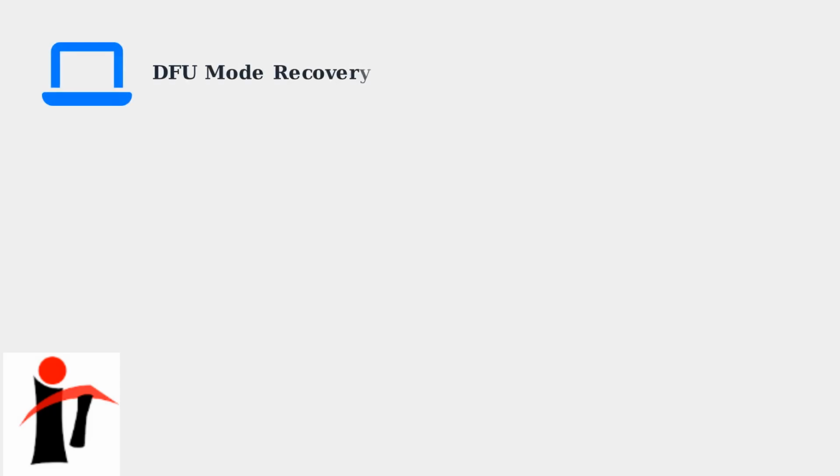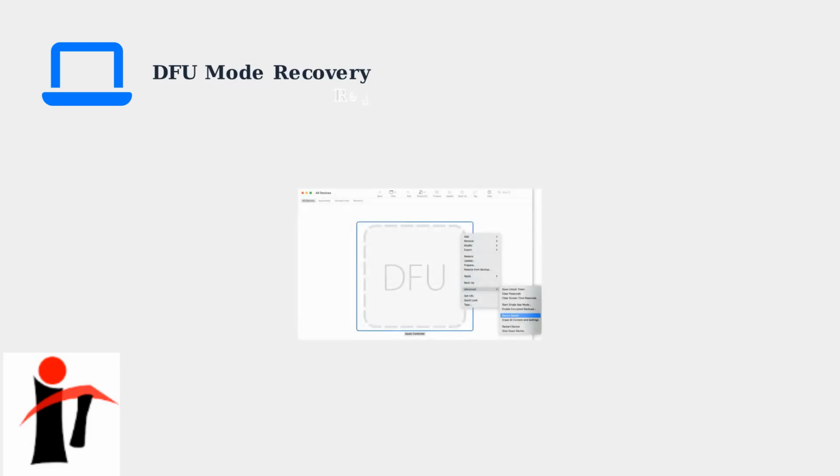For the most severe software issues, you may need to use DFU mode recovery. This requires connecting your Apple TV to a computer with Apple Configurator 2 installed. DFU stands for Device Firmware Update Mode. This allows you to completely restore the Apple TV's firmware using Apple Configurator 2 on a Mac computer. This is typically a last resort for software-related power issues.